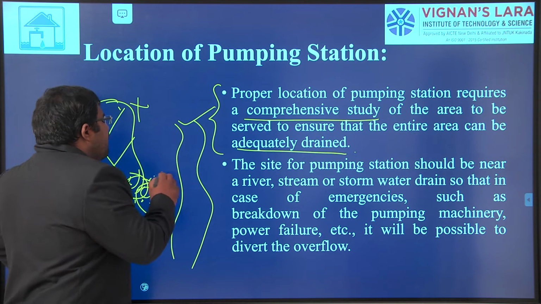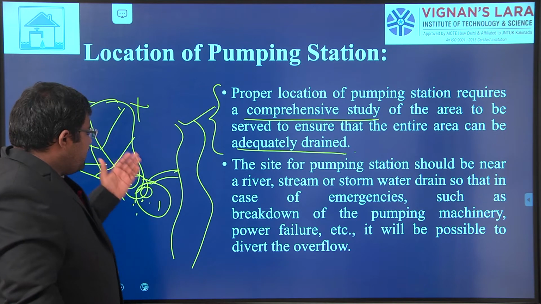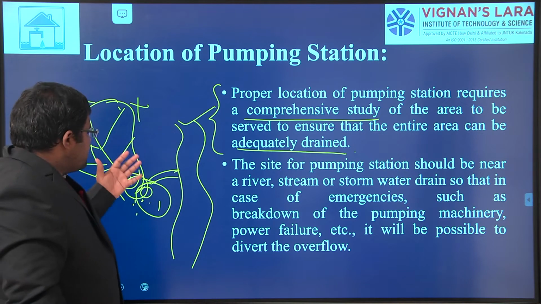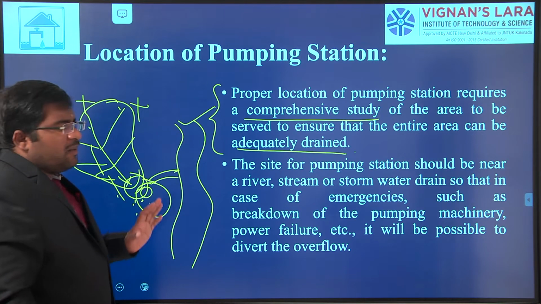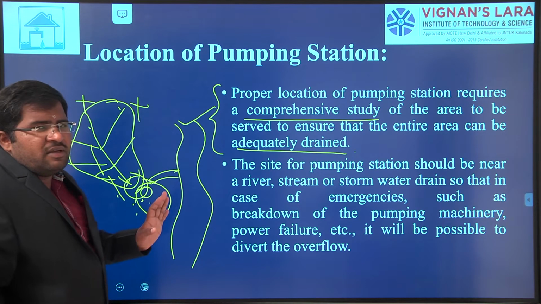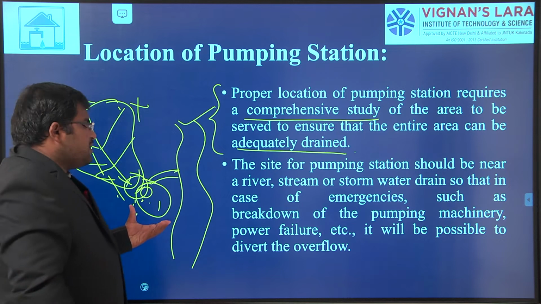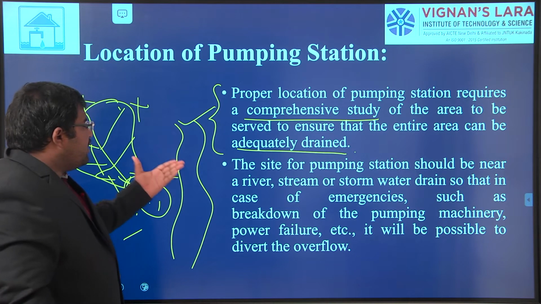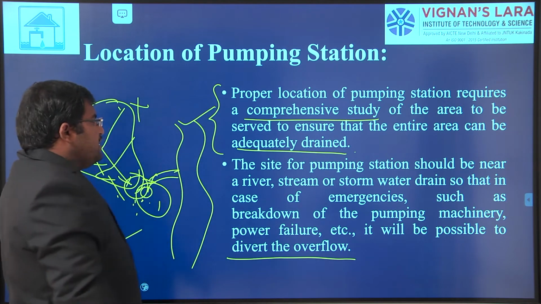We have to divert that water to a river or a stream. If sewage continuously comes to the pumping station and our pumps are not working, it will accumulate and create lots of problems. It is not possible to send the sewage out of the pumping station, so for that we locate our pumping station near a stream. During such breakdowns or repairs, the sewage will be diverted into the nearby streams and rivers. So we can divert the overflow. That is the second point.